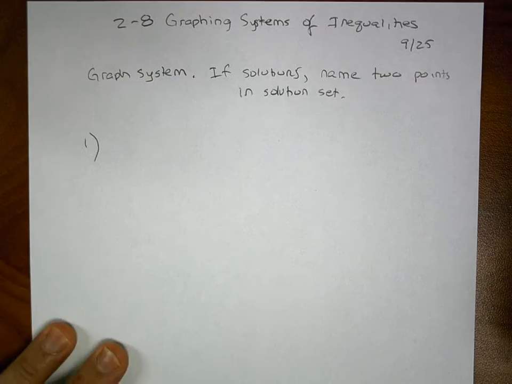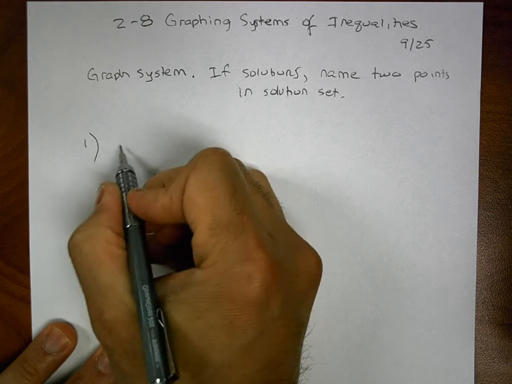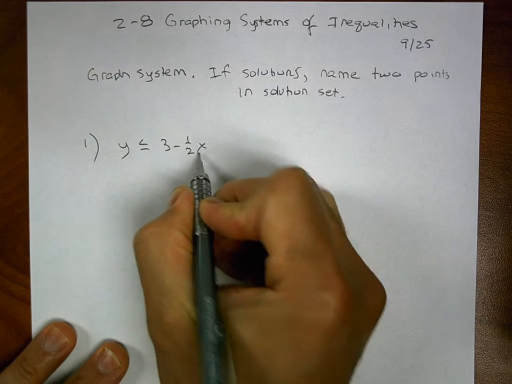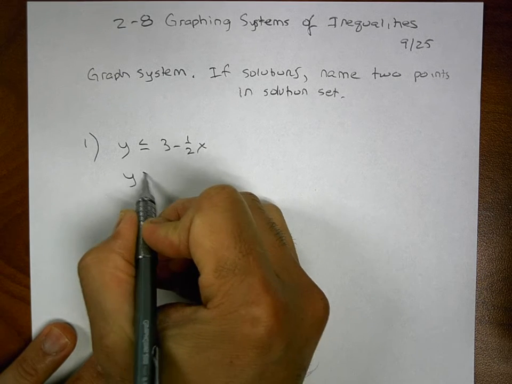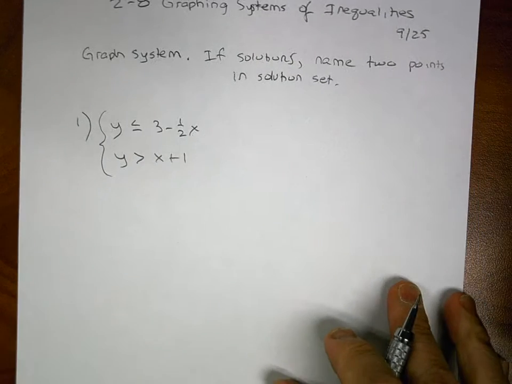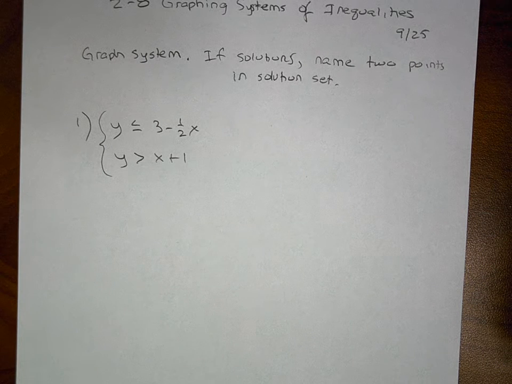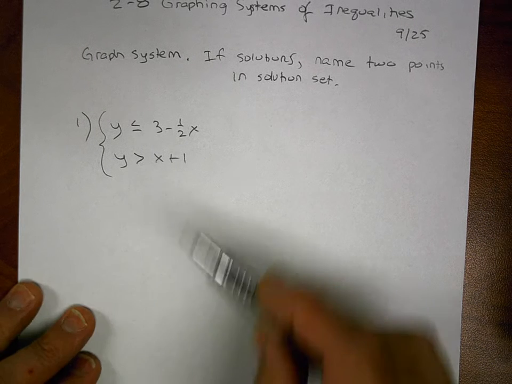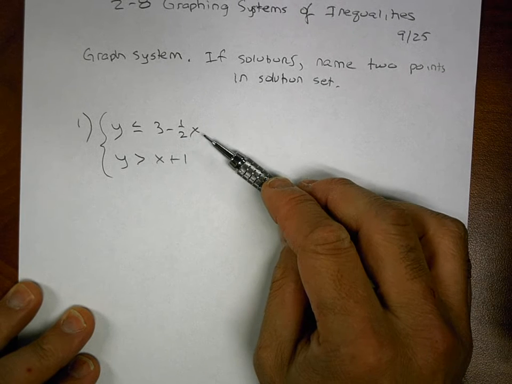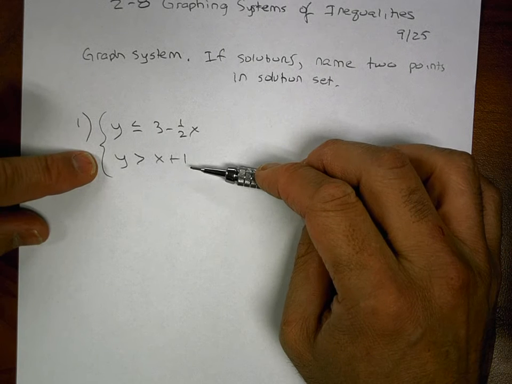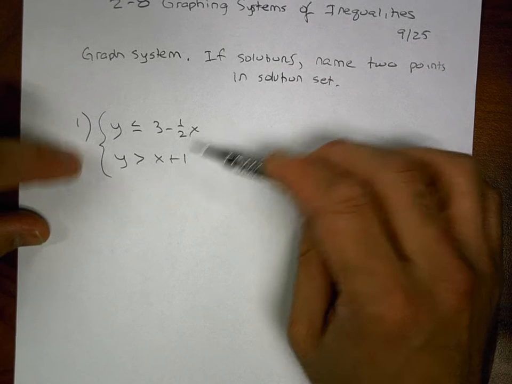Okay, so number 1, let's graph this system. Y is less than or equal to 3 minus 1/2 x, and y is greater than x plus 1. So there's our system that we want to solve. Okay, let me let you get caught up. So what are these graphs of? The parabolas, quadratics, exponential. What is this? This is a linear, that's a line, and this is a linear as well. So good, 2 lines, we can do those.